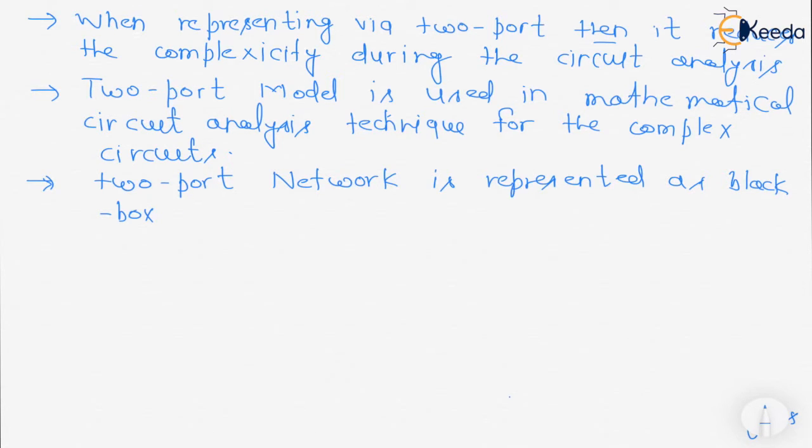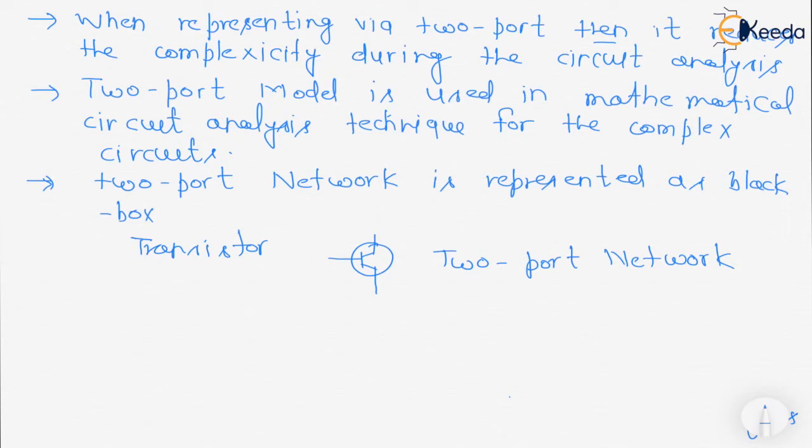Third one is, two port network is represented as a black box. If we take transistor as our example, we can represent this via two-port network. So all the transistors are your two-port network. And if we are studying electronics, then we will be seeing the transistor in all the parts, so it will be easy to handle with two-port network.